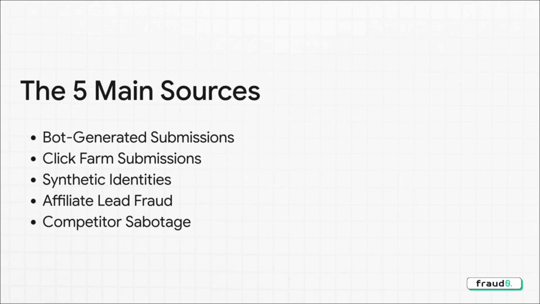The sources might surprise you with how diverse they are. You've got your non-human threats, like automated bots filling out forms at lightning speed. Then you have human-powered operations, like click farms, which are way, way harder to spot. And then it gets even more advanced, with fraudsters creating totally fake synthetic identities, or even financially motivated attacks from affiliates or your competitors who just want to drain your budget. The threat can come from anywhere.